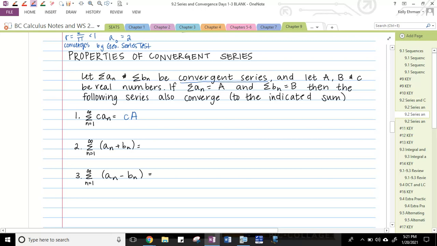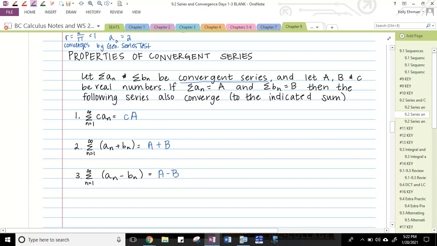All right, my next one: if I add two convergent series together, then I can just add their sums. It would be a plus b. And I can also subtract them, a minus b.